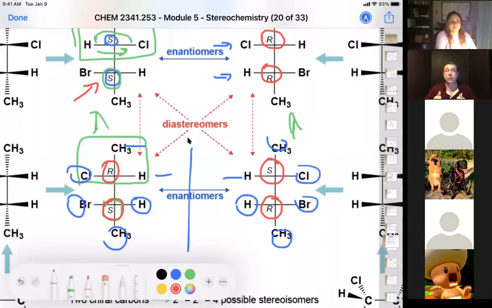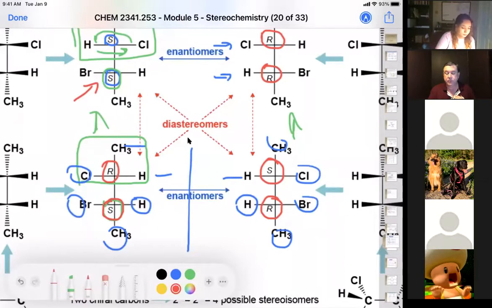So this is the real good thing about the Fischer projection. It makes it very easy to go from one to the other, to go to the enantiomers and to the diastereomers. Enantiomers, you do mirror image. Diastereomers, you switch one stereocenter. So that's how you can do that.